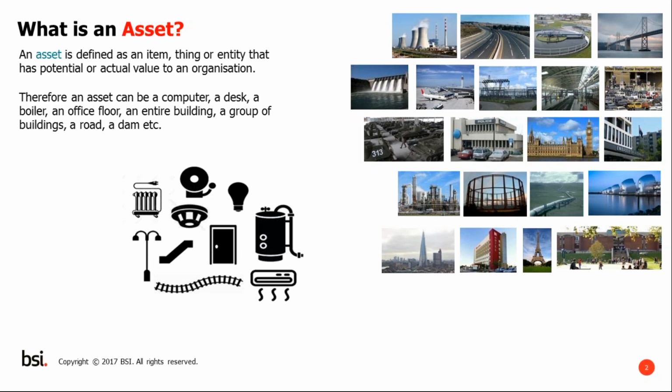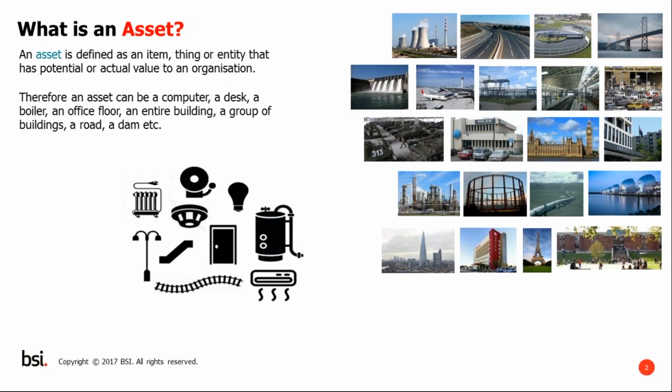In the standard itself, it defines an asset as an item, a thing, or an entity that has potential or actual value to an organization. We see some examples on the left there, and these are all examples of a sensitive asset, as defined by PAS 1192 Part 5. But we need to remember that the asset, with respect to the application of Part 3, is much broader than that.